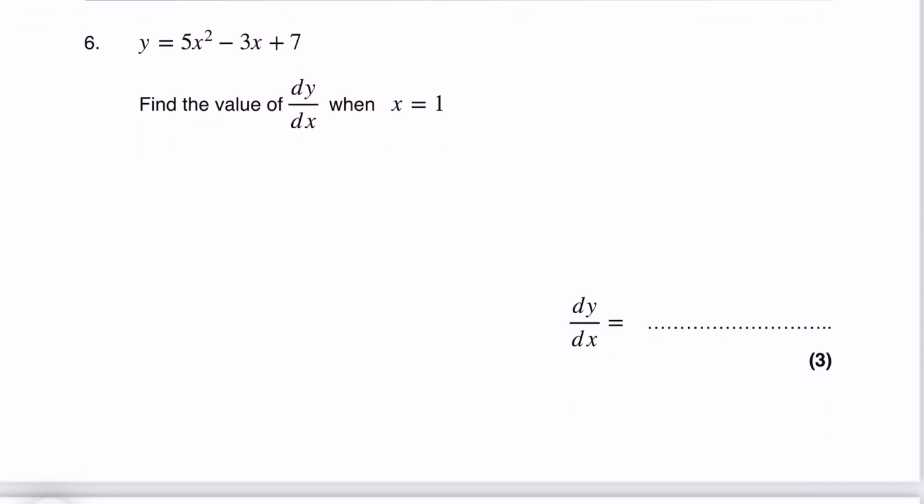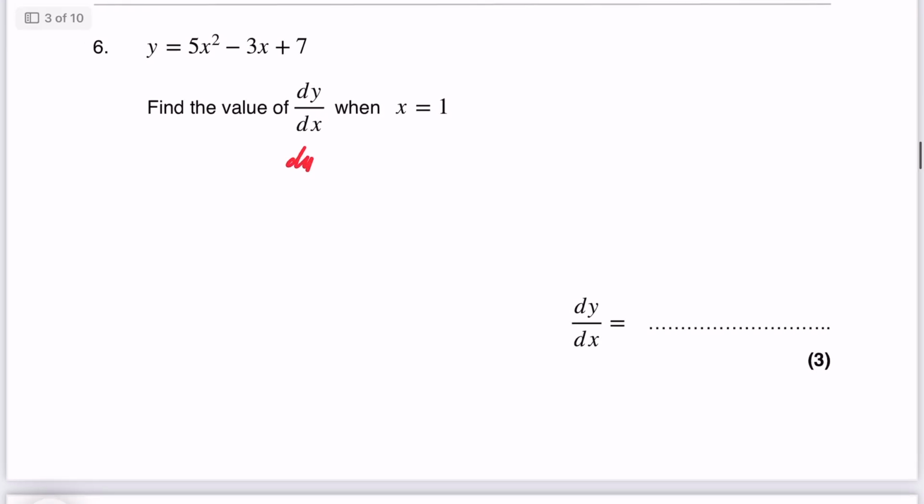Question 6. Y equal to 5x squared minus 3x plus 7. We do the differentiation like we always do. But in this case, they said when x equal to 1. Very interesting. It seems like we need to do a substitution at some point. Well, anyways, let's do the differentiation first. dy dx equal to 5 times 2 times x to the power of 2 minus 1 minus 3 times 1 times x to the power of 1 minus 1. And plus 7 after the differentiation is not going to exist anymore.